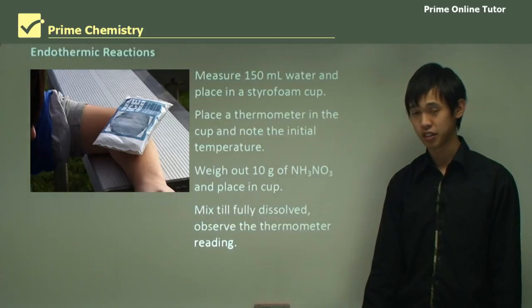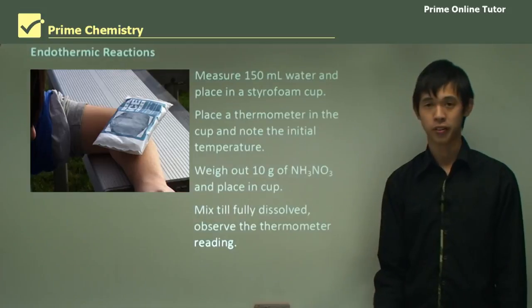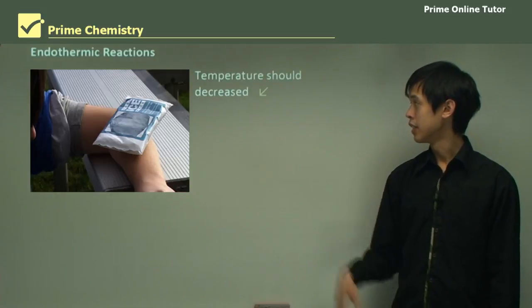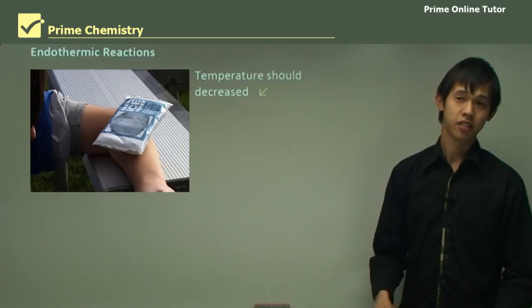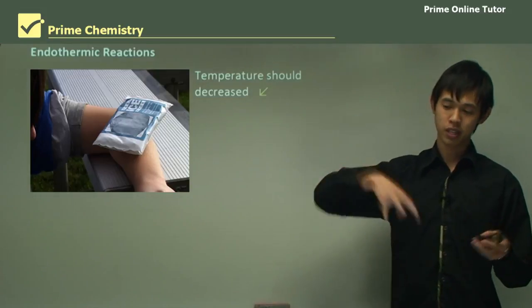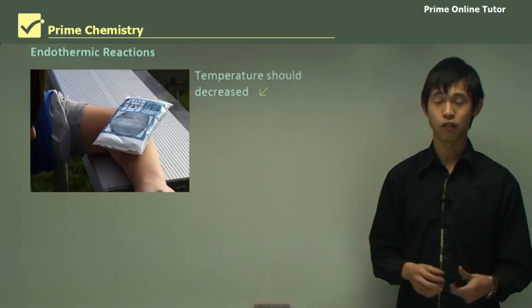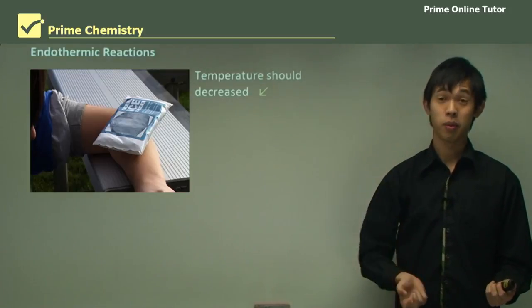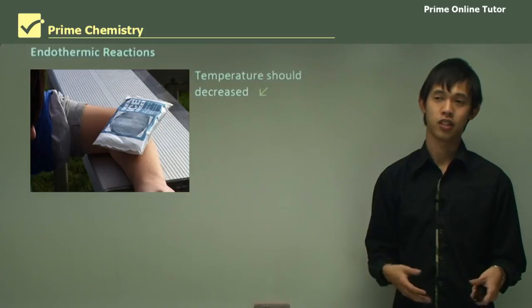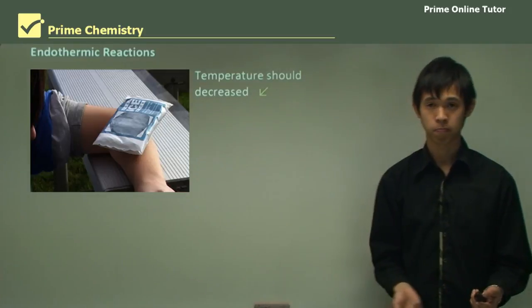Mix till fully dissolved and you'll observe the thermometer reading. And you should note that the temperature has decreased. So what has happened is that when you've mixed the ammonium nitrate in the water, it's actually absorbing the energy from the thermometer, and so the thermometer has gone down. So the temperature that the thermometer sees is less.